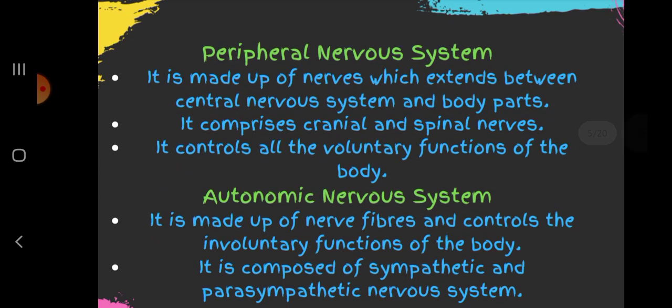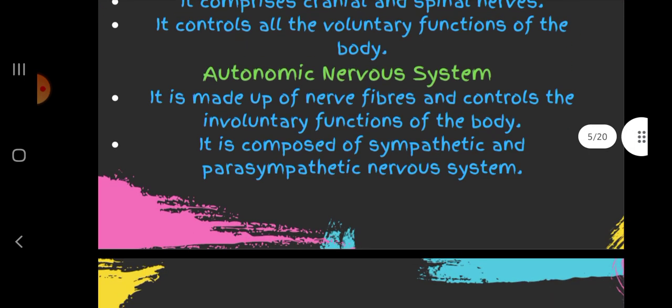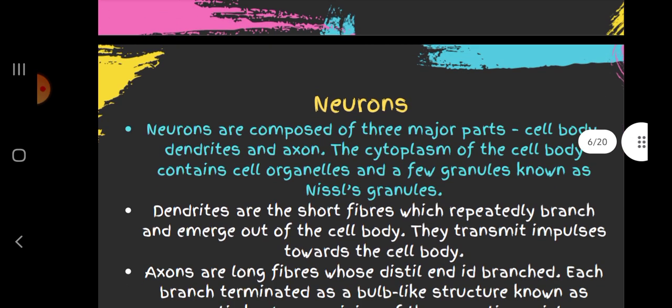Peripheral nervous system. It is made up of nerves which extend between the central nervous system and body parts. It comprises cranial and spinal nerves. It controls all voluntary functions of the body. Autonomic nervous system is made up of nerve fibers and controls involuntary functions of the body. It is composed of the sympathetic and parasympathetic nervous system.